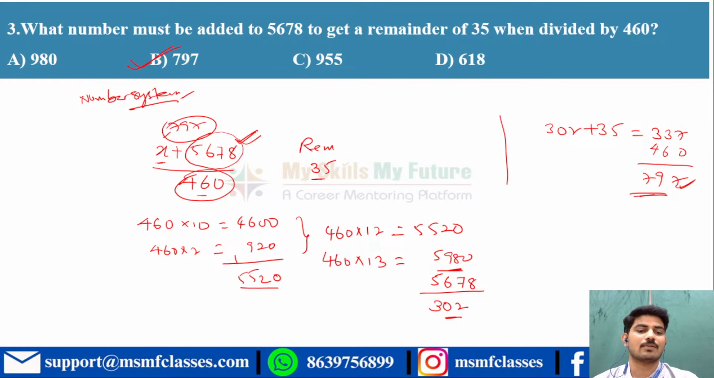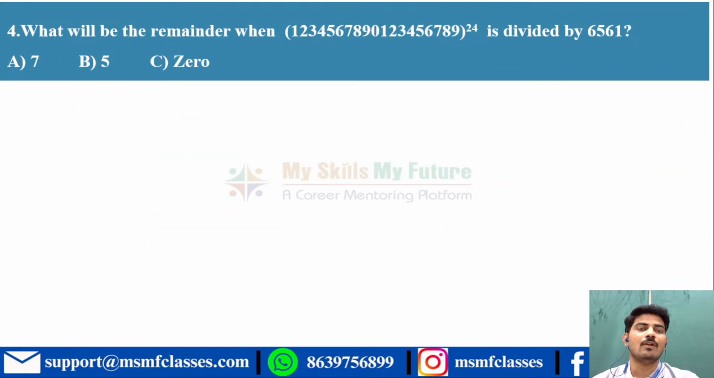So let's move to the next question. Okay, this was the next question. What will be the remainder when 1234567890 1234567890 power 24 is divided by 6561?